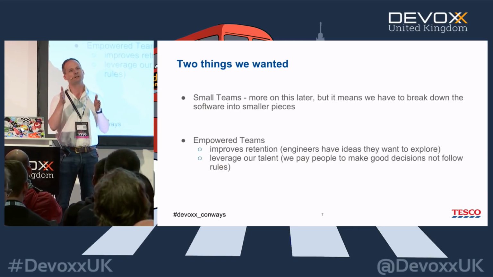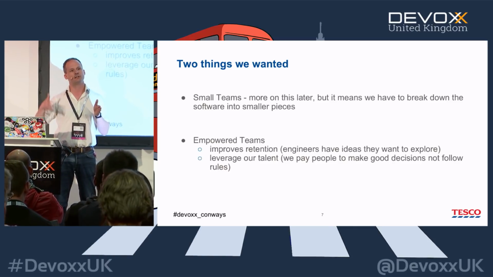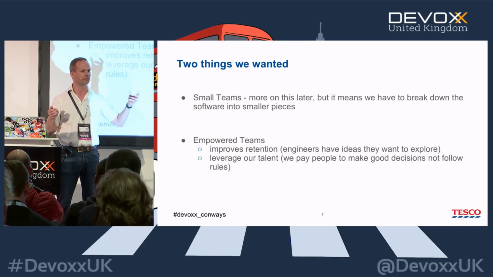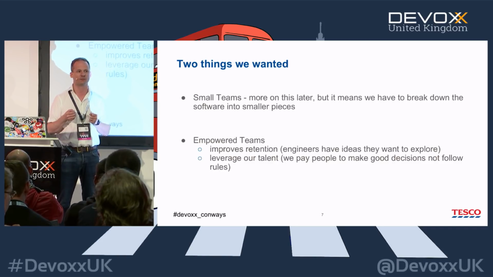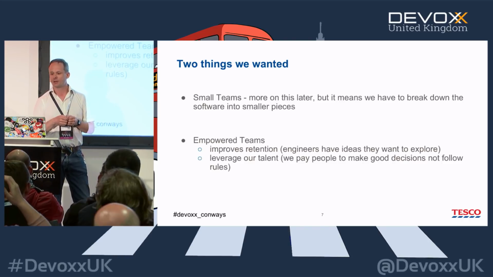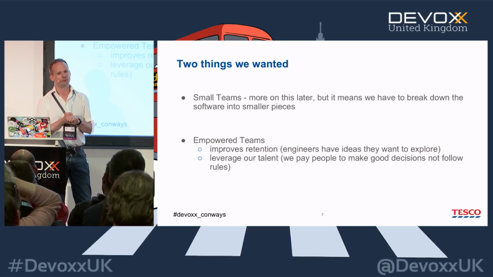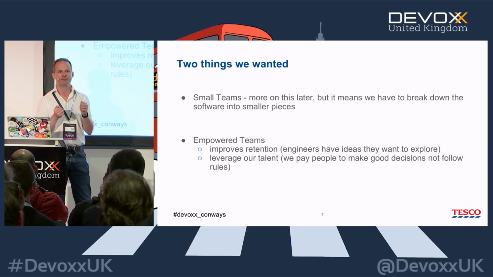With what I described before, throwing things over the fence each time, you don't empower the teams. They can't make their own decisions. They've got business analysts making a decision on the functionality, and a solution architect making a decision on the architecture, and that doesn't work so well. So we think empowered teams, people feel more involved in what's happening. We pay these people a lot of money. Let's let them make the decisions that we pay them to make.